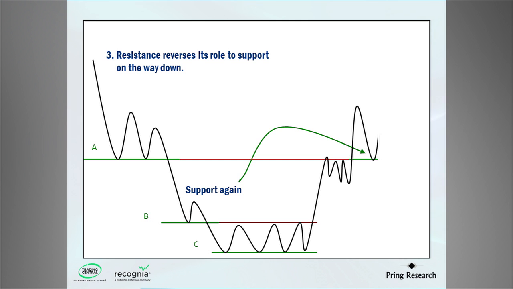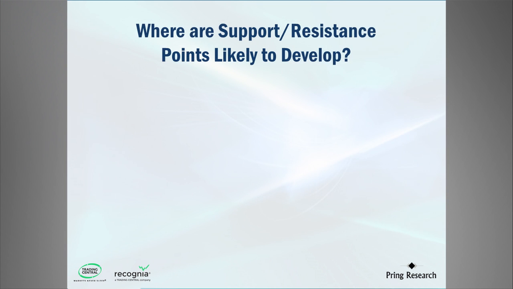Now let's establish some simple rules for assessing where potential support resistance areas might develop. Rules for determining the potential support resistance points. 1. Previous highs and lows. We've already discovered that previous highs and lows offer potential support and resistance areas.